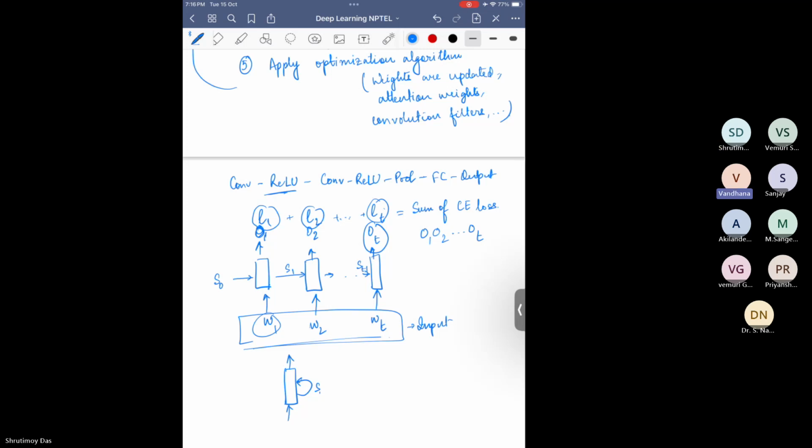So it's not single, and then total. It's actually the total only. You accumulate the loss for all the time steps, and at the last step you add it up, and you want to minimize that.